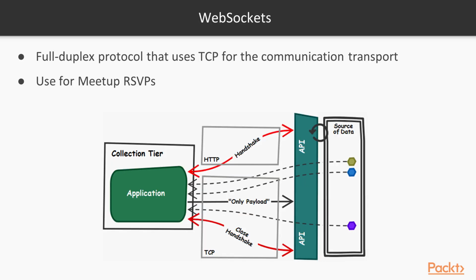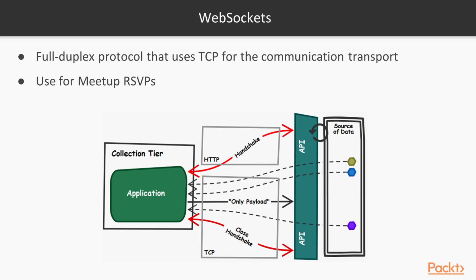The last protocol that we discuss is WebSocket. This protocol is a full duplex protocol that uses TCP for the communication transport. WebSocket uses HTTP for the initial handshake and protocol upgrade request, and then switches to TCP. This means that the streaming API sends updates to the collection tier via TCP. The connection can be closed at any moment by the collection tier or the streaming API.